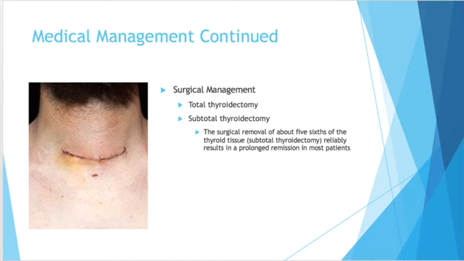Looking at relapse, when you compare the total versus the subtotal, the incidence of relapse with a total thyroidectomy is going to be 0%, right? There's no thyroid hormone being produced. Whereas they may have recurrence of hyperthyroidism with a subtotal thyroidectomy, but it's just about an 8% chance at 5 years. So usually, if it can be done, the preference is the subtotal thyroidectomy to prevent the person going into hypothyroidism.